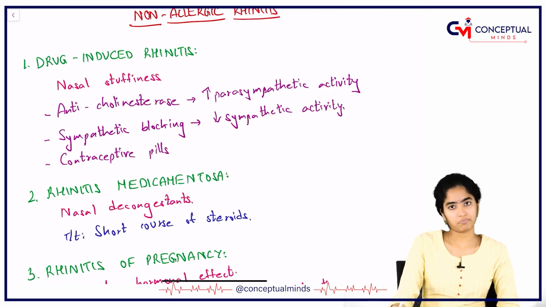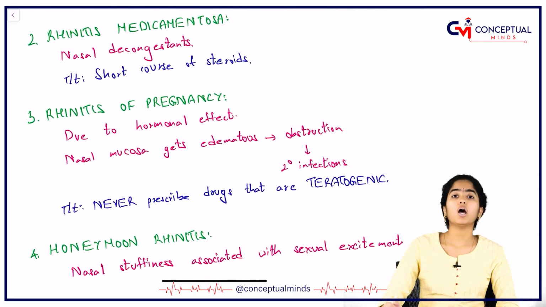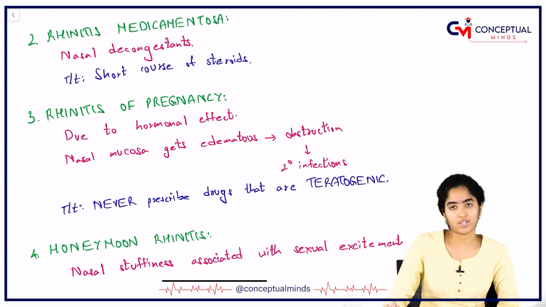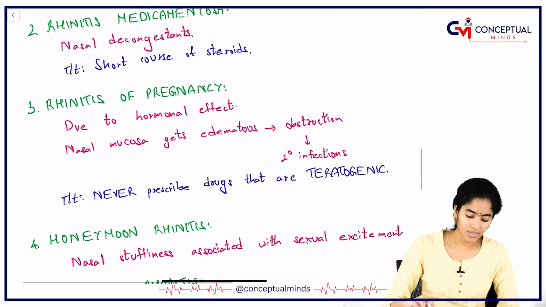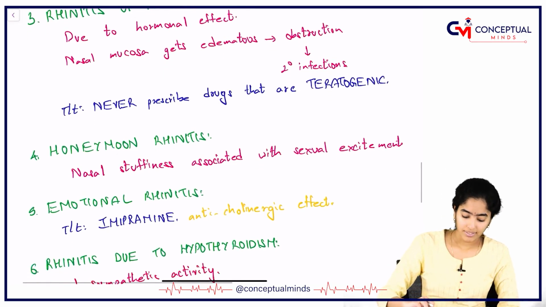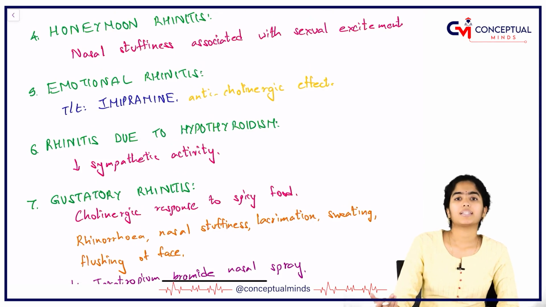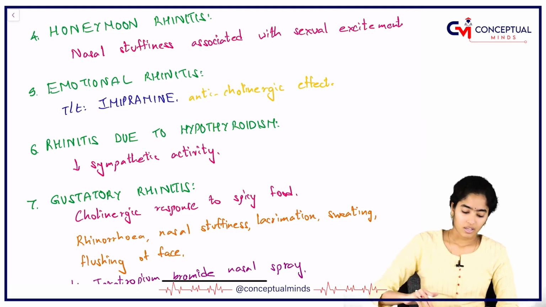of course contraceptive pills. Then we have rhinitis medicamentosa, which occurs on prolonged usage of nasal decongestants, and withdrawal of nasal decongestants will result in rebound rhinitis. Next we have rhinitis of pregnancy. Because of the hormonal effect it occurs, please be mindful about the treatment. Then honeymoon rhinitis is nasal stuffiness associated with sexual excitement. Then we have emotional rhinitis.